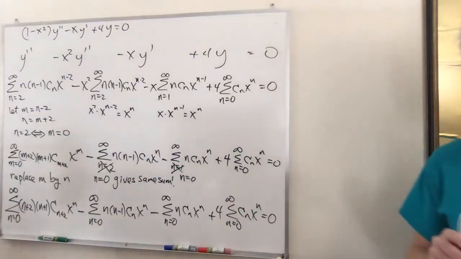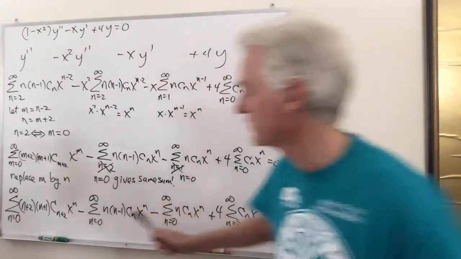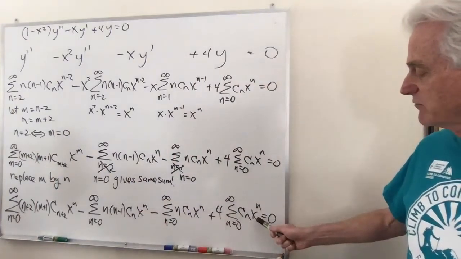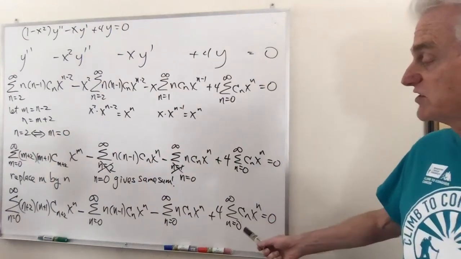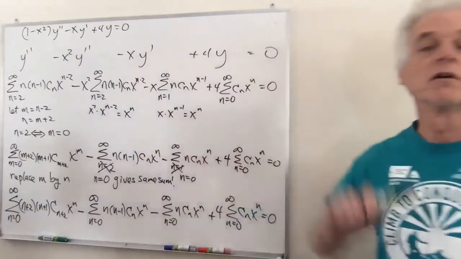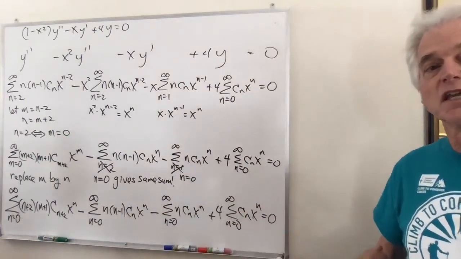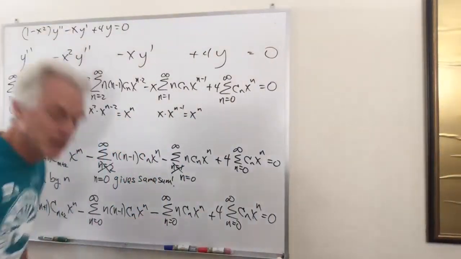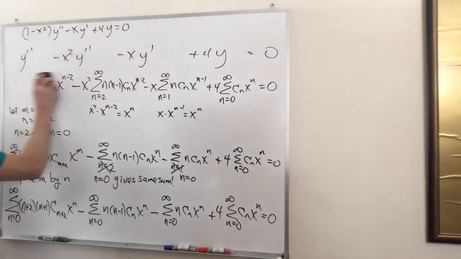Whew, okay, so this was really my goal. Now I've got four different sums that all have exactly the same power of x inside. They're all x to the n, and they all start with n equals 0, summing up to n equals infinity. So I can take these four sums and write them as a single sum. And that's what everything I've been doing up to this point was leading me to.